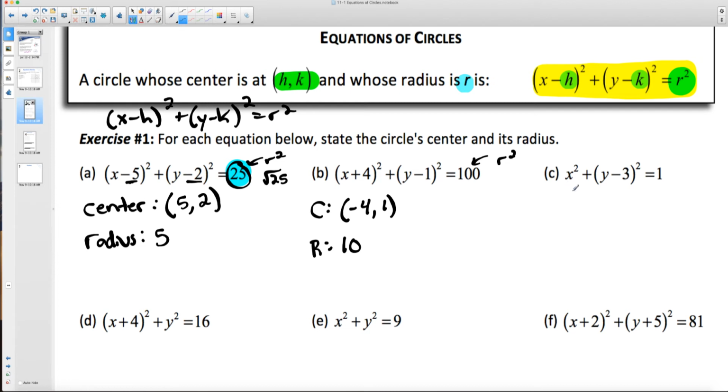It's just x squared. There's no parentheses here. But if there were parentheses, think about what it would be. It would be x, well, there's nothing there, so it's going to be x minus 0 squared plus y minus 3 squared equals 1. So in this case, our center is opposite, so 0 and positive 3. And the radius is going to be square root of 1, which is just 1.